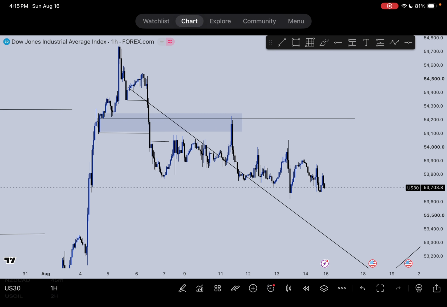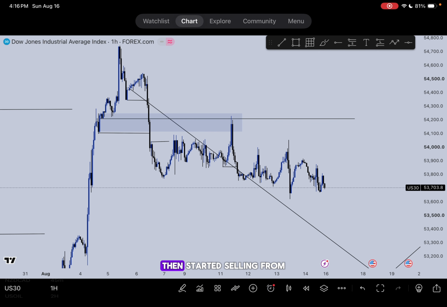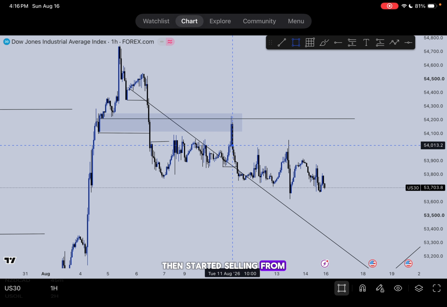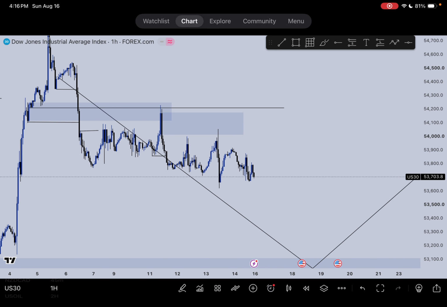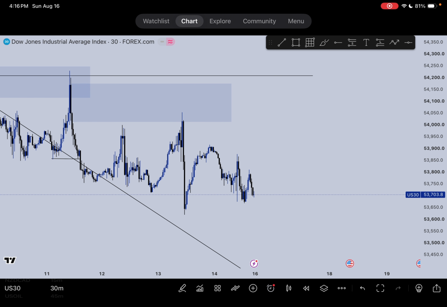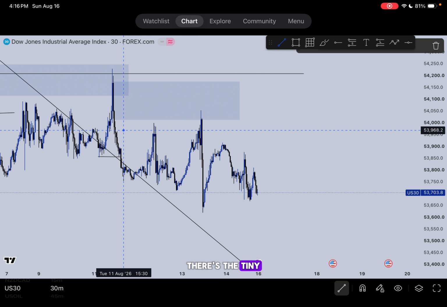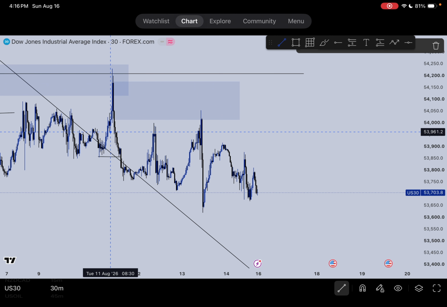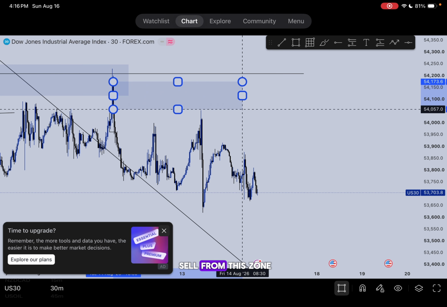After that first entry, we got another entry here, giving us a market structure shift as well. Then it started selling from the other block also, which is the second sell. Going down to the 30 minutes, there is the tiny break of structure we had here. Let's take this out, and this was the sell from this zone.